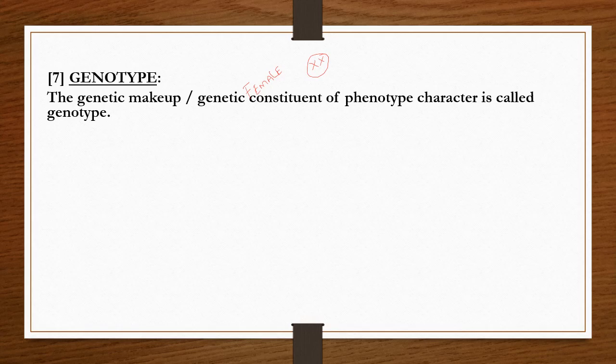Now this phenotype, in the previous slide we discussed, and genotype, these two terms are given by Johannsen. Johannsen gave the words phenotype and genotype.